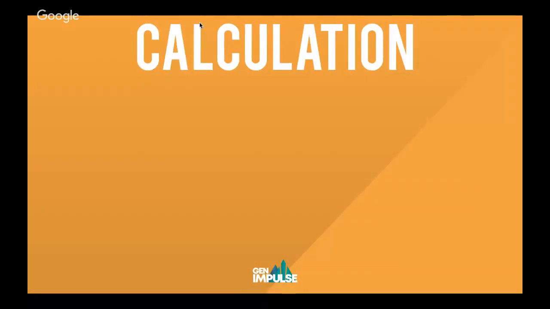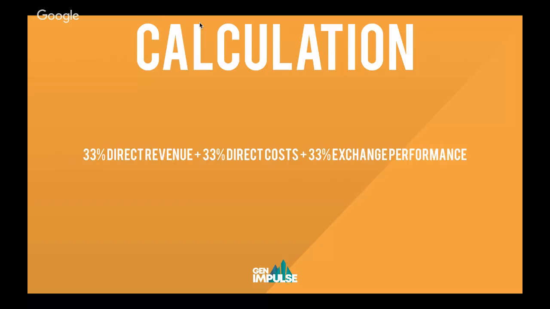So how is it calculated? What is the percentage that your product should take? It is based on 33% of the percentage of total direct revenue the product is taking, 33% of the percentage of the total direct costs your product is taking, and 33% of the exchange performance. That product is taken as a ratio to the total exchange performance.